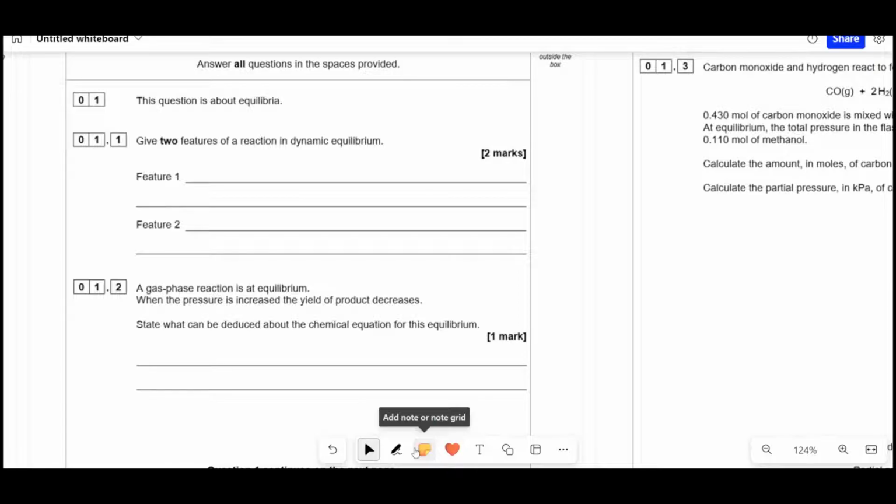Hello, everybody. Welcome back to another episode of the A-Level Cookbook. Today, we're going to be doing the AQA A-Level Chemistry Paper 1 from 2022. So let's get this bread.